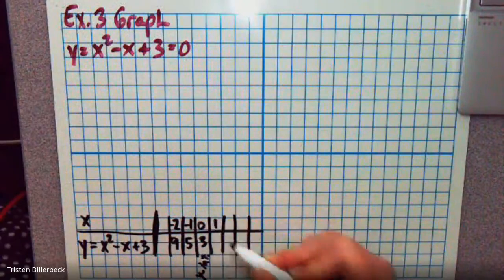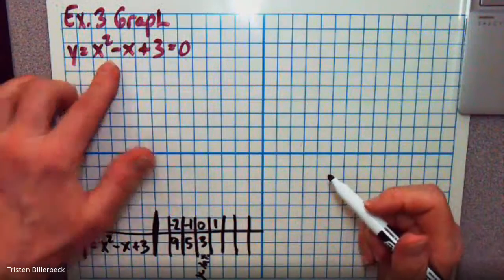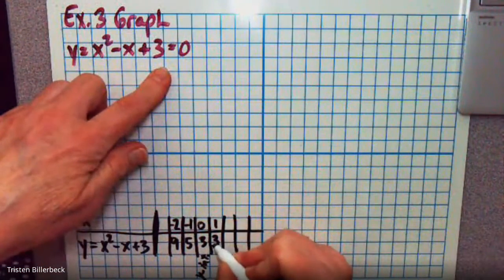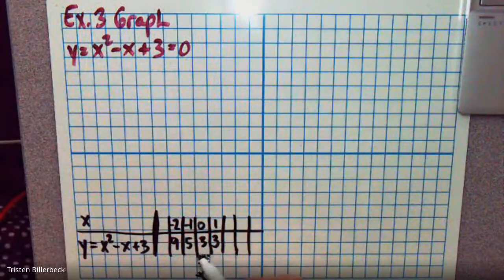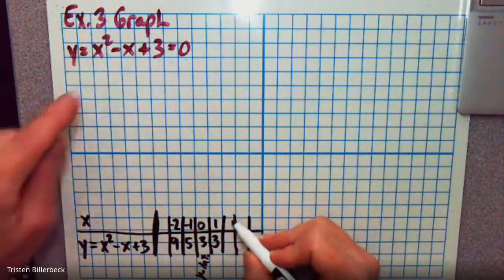So let's go to 1 for our positive integers. So 1 squared minus 1 is 0, plus 3 is 3. Well, look at that. We have a repeat. That means 1/2 is our vertex. So we may want to find that one.